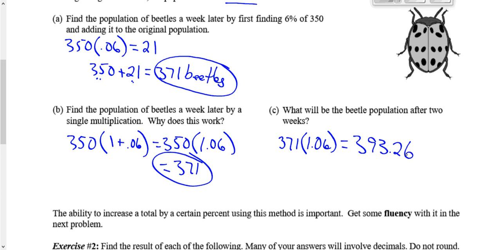393.26. Does that make sense? We need to adjust that a little, right? You can't have a quarter of a beetle. So really you'd have 396 beetles in 2 weeks.